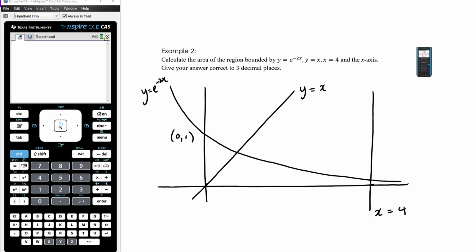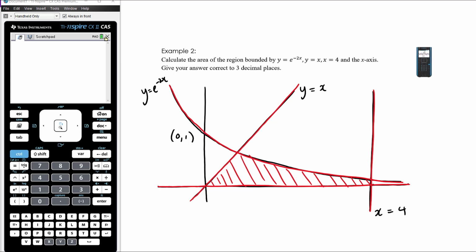Okay, so we want the area of the region that is bounded by those four things: the line there, the curve there, the line x equals 4, and the x-axis. So this region over here is not bounded by those 4 lines. There would be a bounded area if we had the y-axis, but it's not actually bounded. So the region that's actually bounded by those things is this region in here that I'm shading.